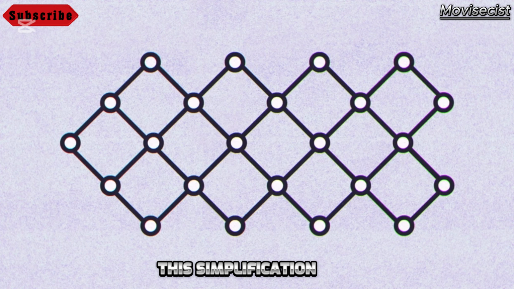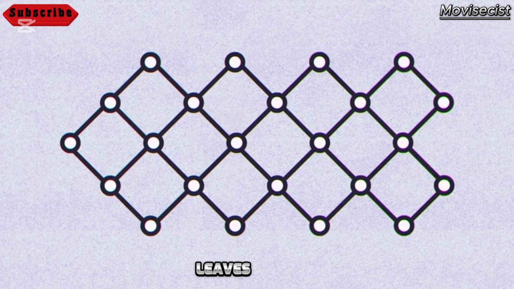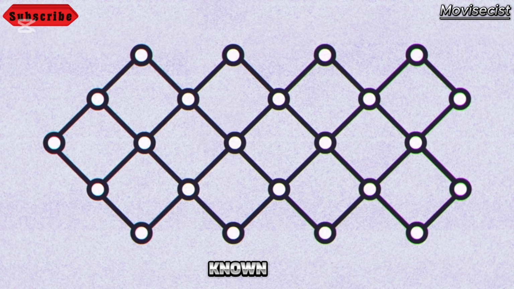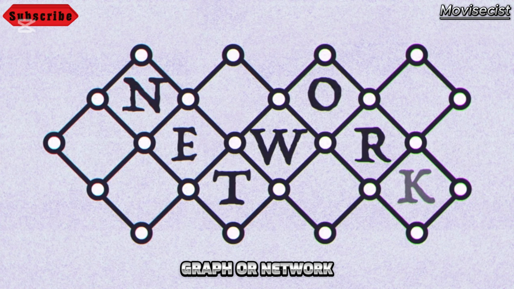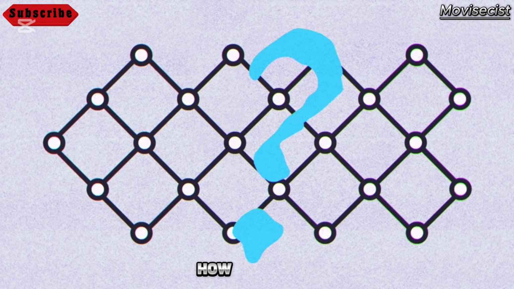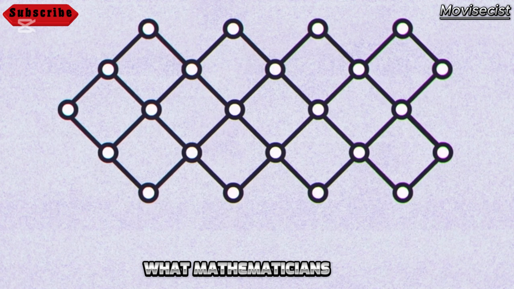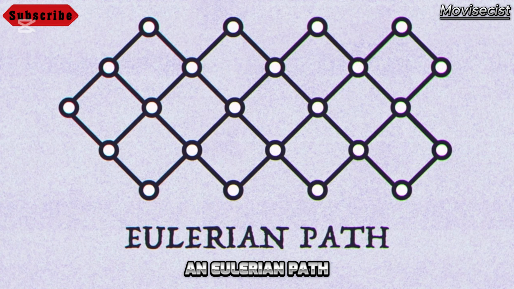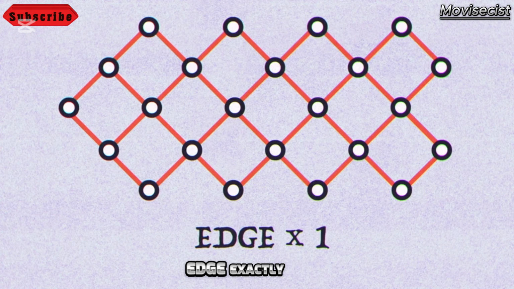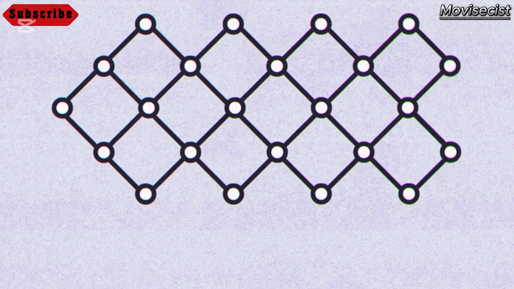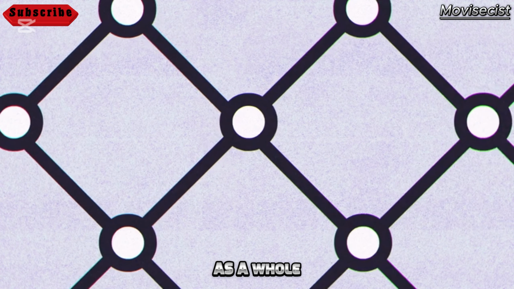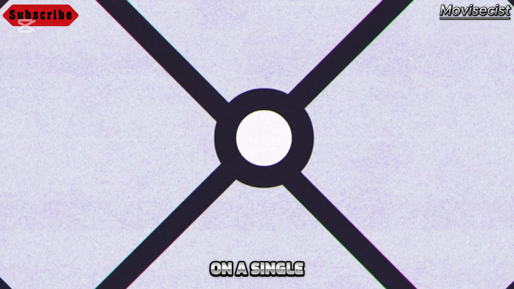This simplification into nodes and edges leaves us with a ubiquitous and important mathematical object known as a graph, or network. We just need to figure out how to travel what mathematicians call an Eulerian path, which traces every edge exactly once. Instead of looking at the path as a whole, let's zoom in on a single node.